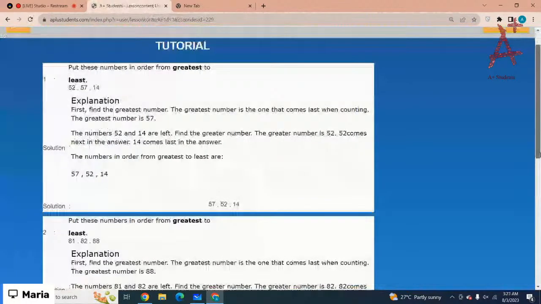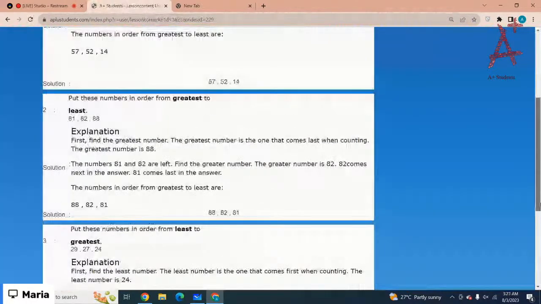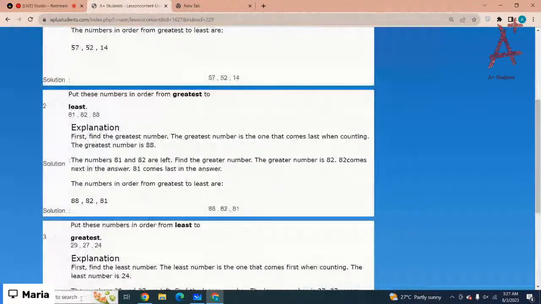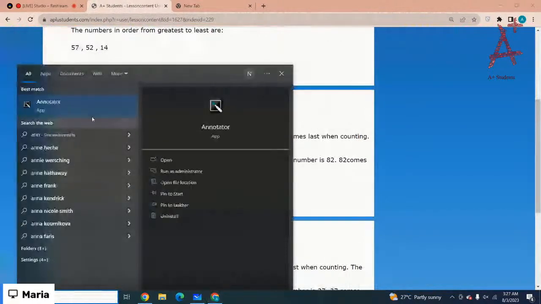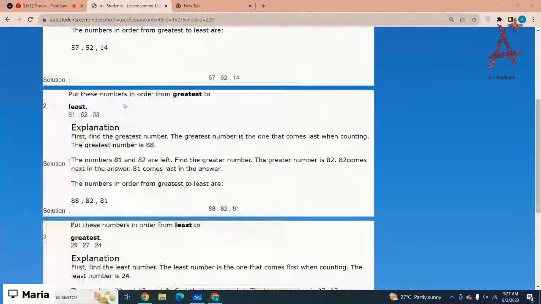Okay, put these numbers in order from greatest to least. So the numbers are 81, 82, and 88, right? So just look at the number that is the greatest one. So the greatest one is 88. Okay, the greatest one is 88.